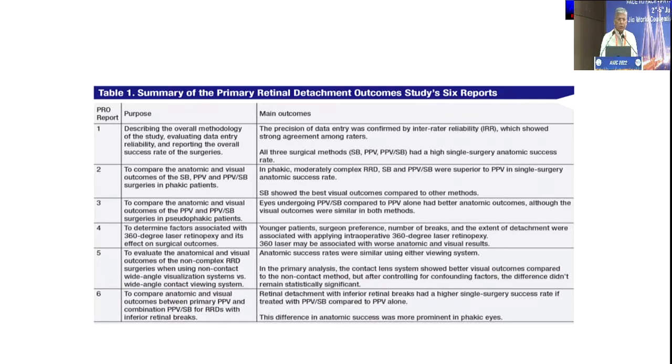Study report 4 shows the effect of 360-degree laser. Some of us do 360-degree laser, some of us do laser only to the retinal hole. So this depends upon younger patients, surgeon preference, number of breaks and extent of the detachment. However, 360-degree laser was associated with worse anatomic and visual results. Maybe this could happen because there were more extensive breaks, so the surgeon decided to do the complete laser, or maybe the laser gave rise to more PVR, or sometimes more epiretinal membranes, or there can also be problems with the laser, like the long ciliary nerves getting affected and corneal decompensation.